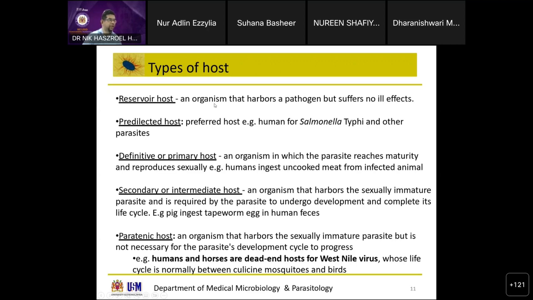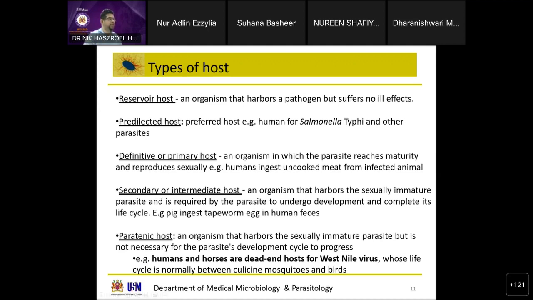For example, for COVID-19 it is the bats. The virus survives in the bats without causing any damage to them, but when it spreads to pangolins, and from pangolins to humans, the humans get the disease COVID-19 and it causes an outbreak. And then there is a predilected host. The predilected host is a preferred host. For example, Salmonella typhi does not cause disease in other animals. It causes disease in humans. So humans are the predilected host for Salmonella typhi.